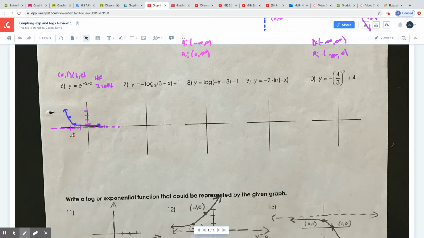All right, so this point right here, that was what? -2, 1. This point is -3, e. All right, because we changed.